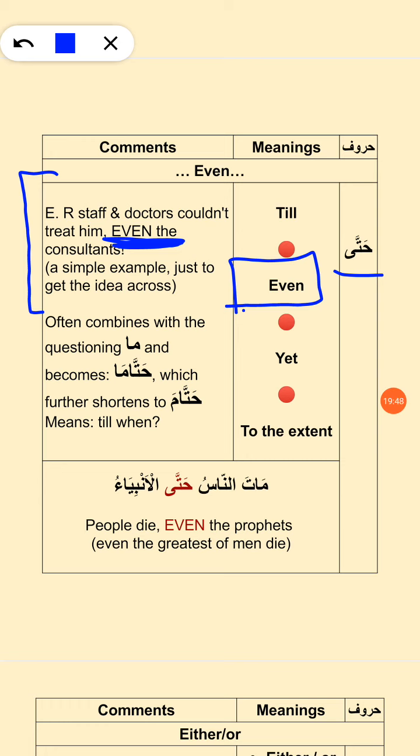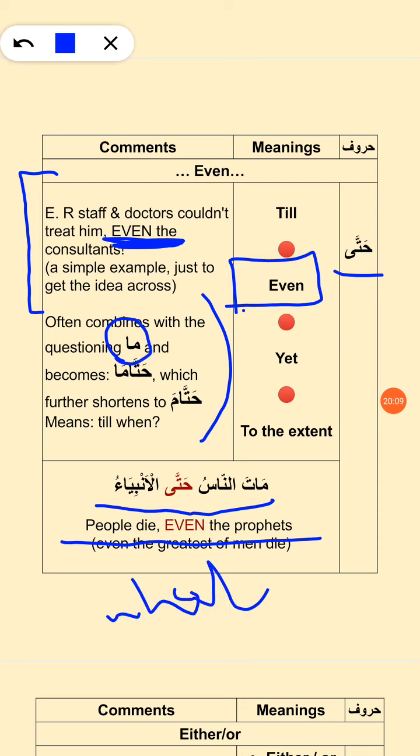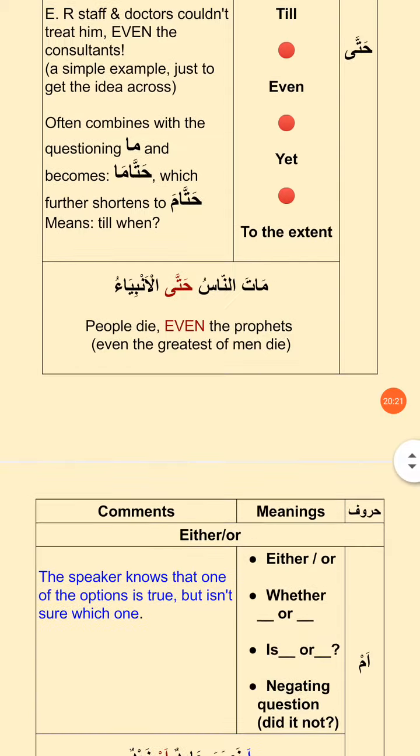Okay, for example, matan nasu hatal ambiyau. People die, even the prophets. All right, so even the greatest of men die. And one little thing about it is that it often combines with ma, which means what, right? We've already done it, and it becomes hatama. Okay, and then the alif gets chucked off and it becomes hatama. It means till when. Okay, so I hope that hatta is also clear.